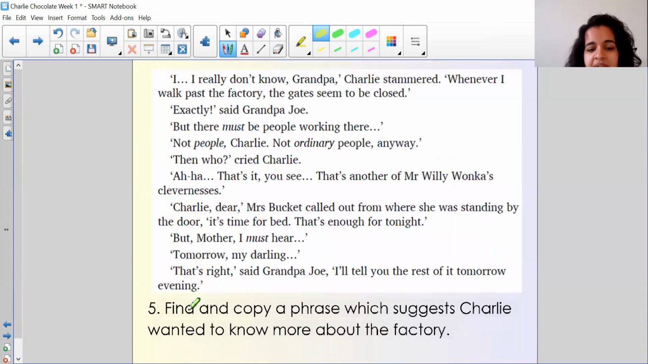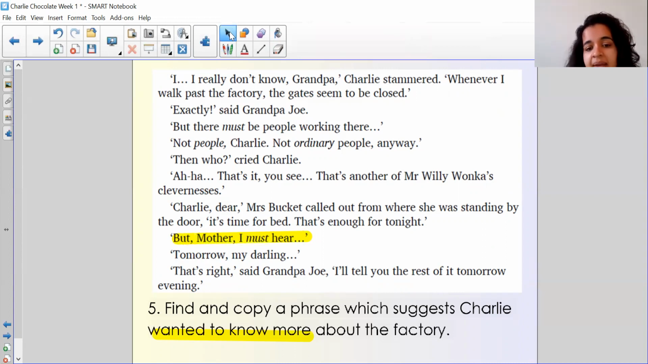And finally, your last one. Find and copy a phrase which suggests Charlie wanted to know more about the factory. Okay, so if you really want to know something more, what would you do? What would you say? Again, over here, I'm skim reading it. This just has to do with the people working there. Okay, so Charlie, dear, Mrs. Bucket called out from where she was standing by the door. It's time for bed. That's enough for tonight. Okay, that doesn't tell us he wants to know more. But mother, I must hear. Oh, here we go. I must hear about it. He wants to know more. He must hear about it. Okay, so that phrase is telling me he wants to know more about the factory.